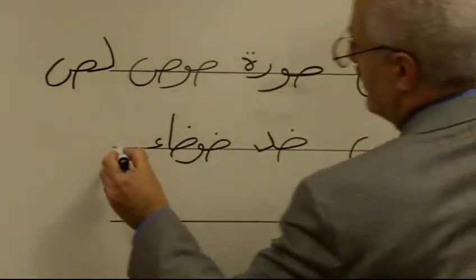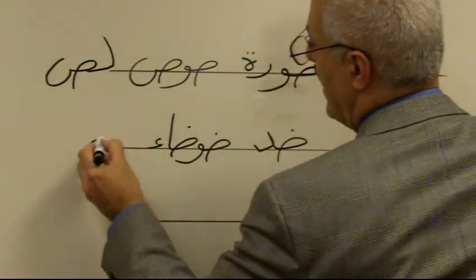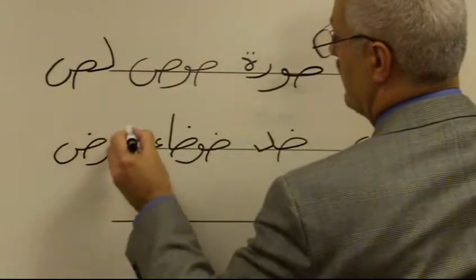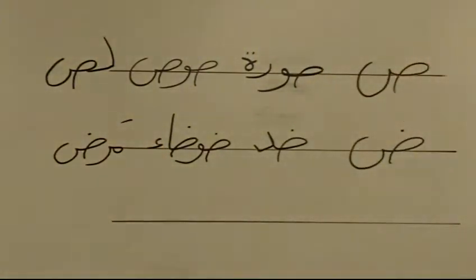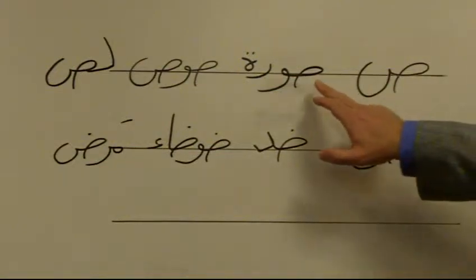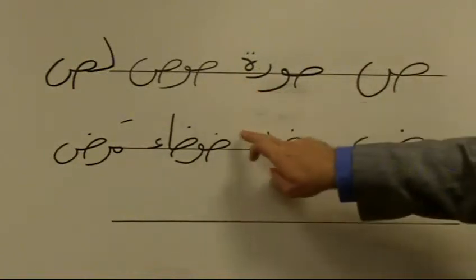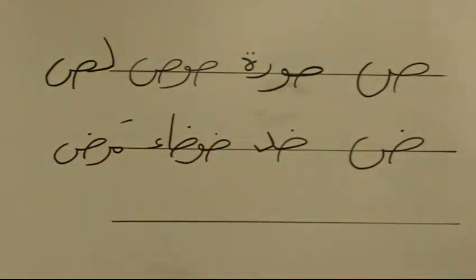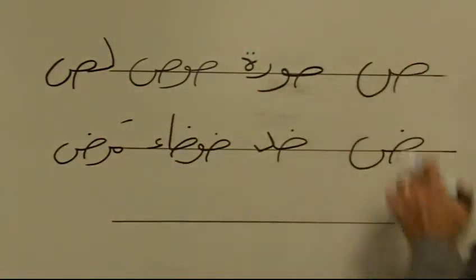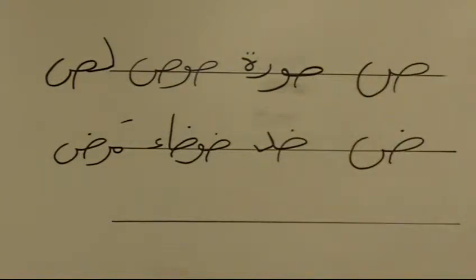And this is how the da appears at the end of the word, marad. Marad is illness, or disease. So this is the sa, this is the da, and this is how the letters look in the beginning, in the middle, and the end of the words. And they look alike because they are alike to start with, except for the dot on the da.